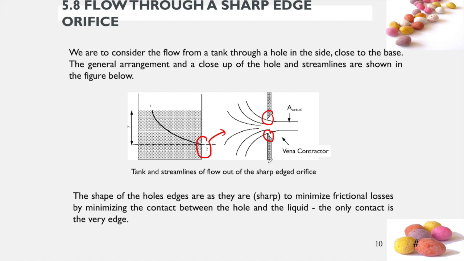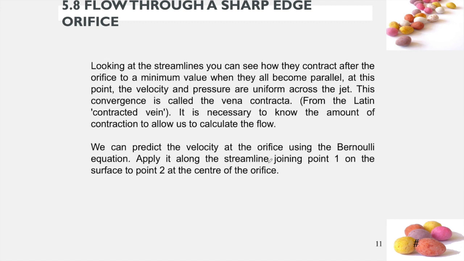Okay, and the only contact is at the very edge. So looking at the streamlines, you can see how they contract after the orifice to a minimum value when they all become parallel. At this point, the velocity and pressure are uniform across the jet. This convergence is called vena contracta, from the Latin contracted vein. It is necessary to know the amount of contraction to allow us to calculate the flow.